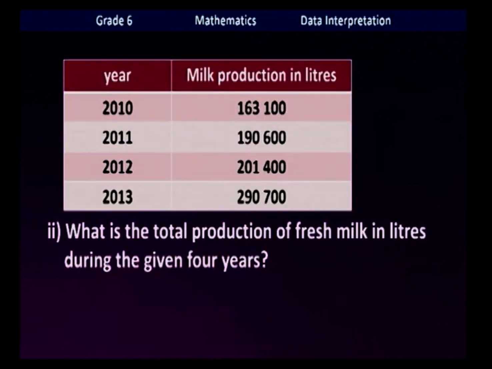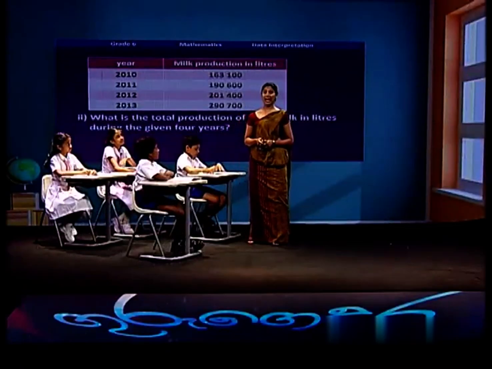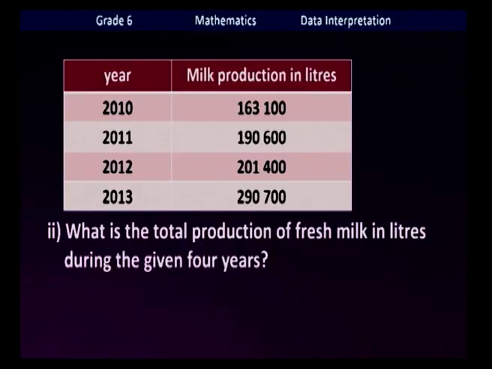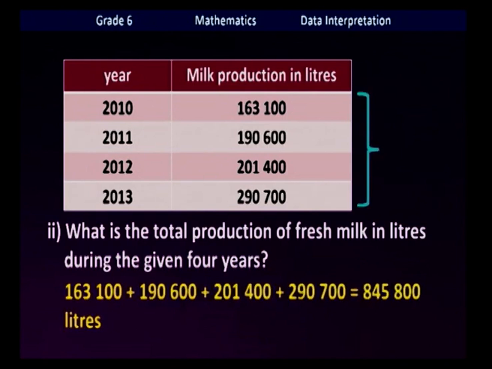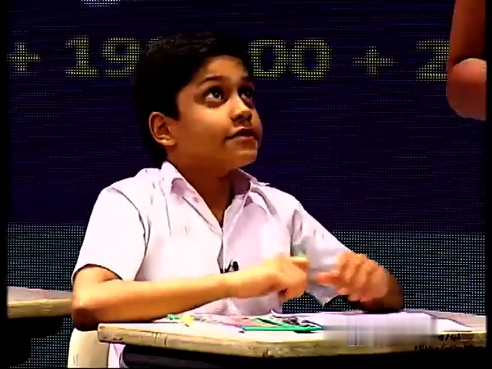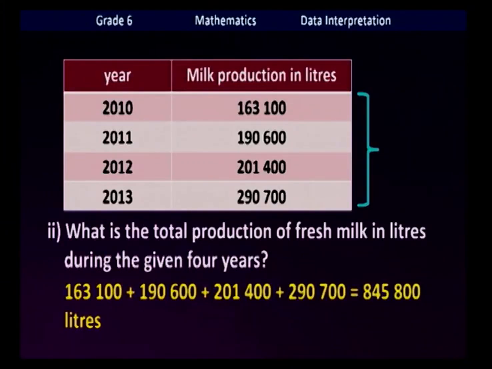What is the total production of fresh milk in liters during the given 4 years? Total production. How to find this, Vidva? We have to add all the liters. Very good. Here, we have to add all the amounts of milk production in liters. Yes, 845,800. Very good. The answer is 845,800 liters, the total production of milk during these 4 years.